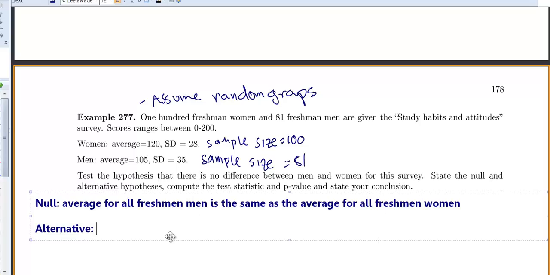The alternative, let's see, we want to just test the hypothesis that there's no difference. It doesn't say which one they think is higher, they're just wondering if they are different. So the average for all freshmen men and women is not the same. Or are not, since I did averages. So the averages for all the freshmen men and all the freshman women are not the same. We don't know which one we think is higher, we're just saying not the same.